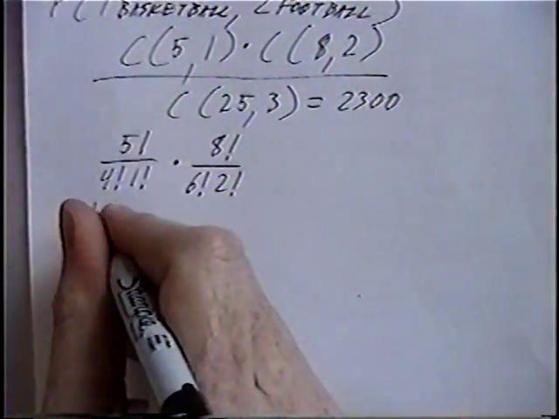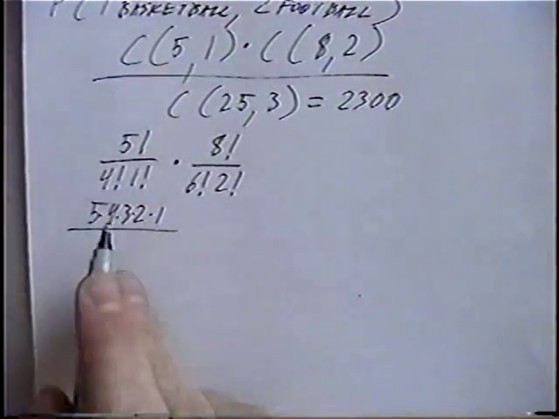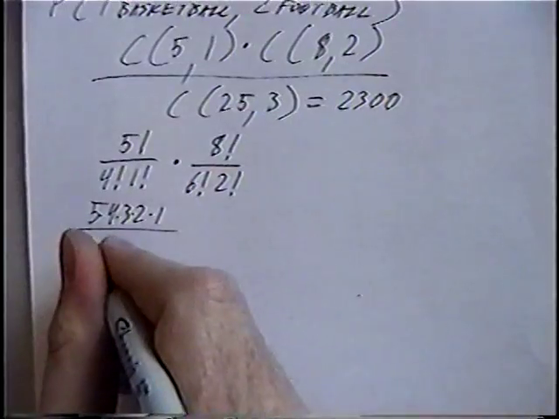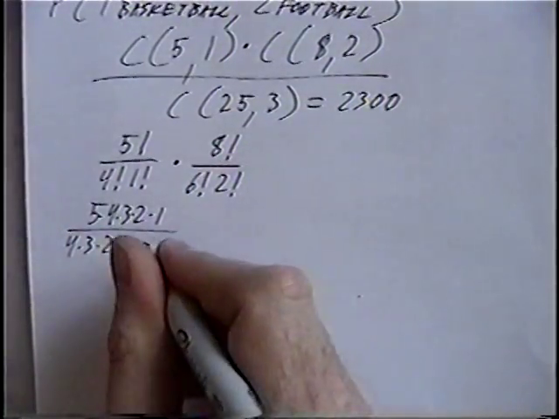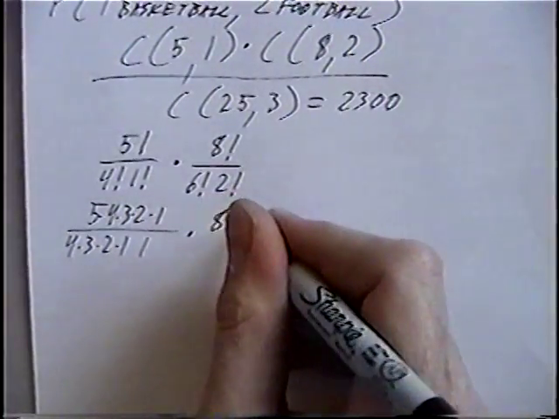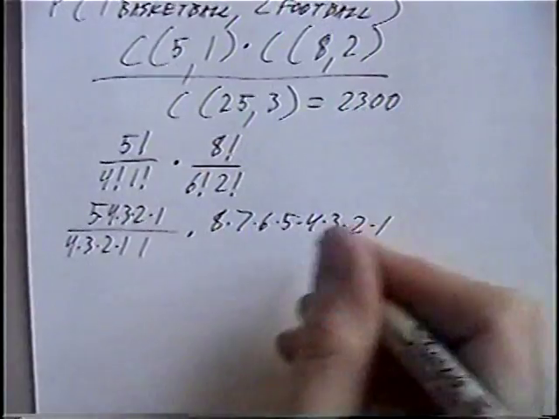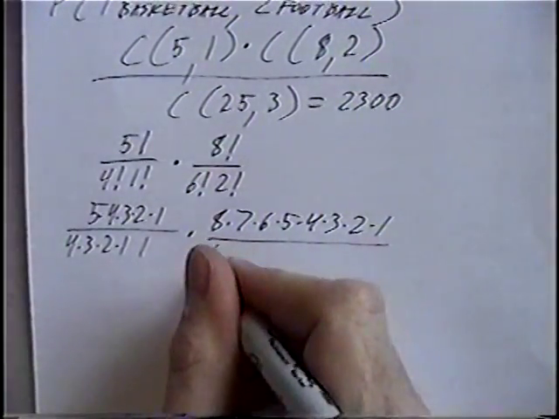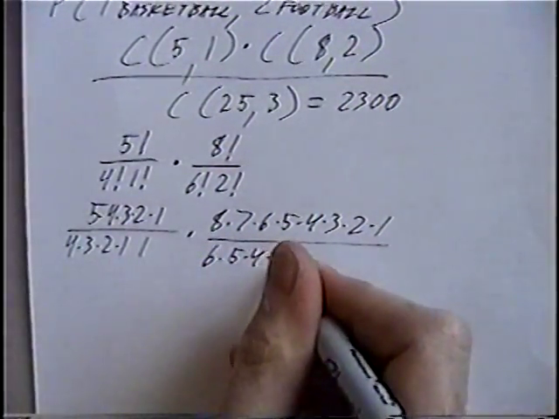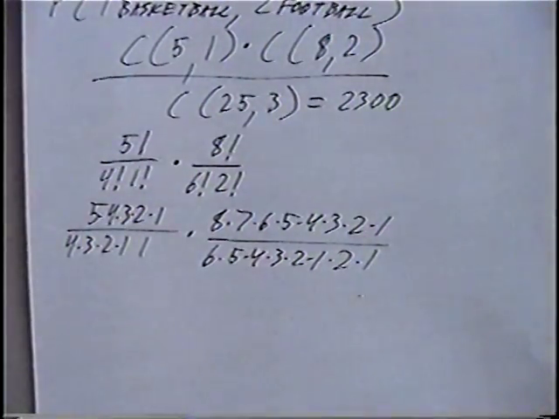Solving this out, 5 factorial would be 5, 4, 3, 2, and 1. And 4 factorial would be 4, 3, 2, 1. 1 factorial would just be 1. 8 factorial would be 8 down to 1. 6 factorial would be 6 down to 1. And 2 factorial would be 2 and 1.